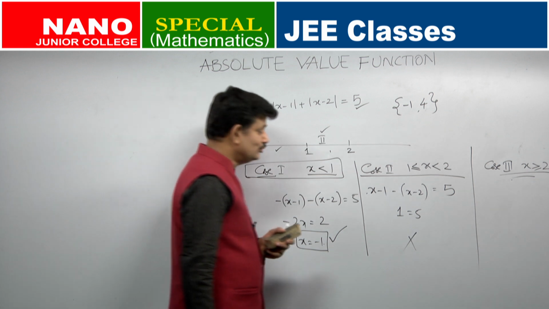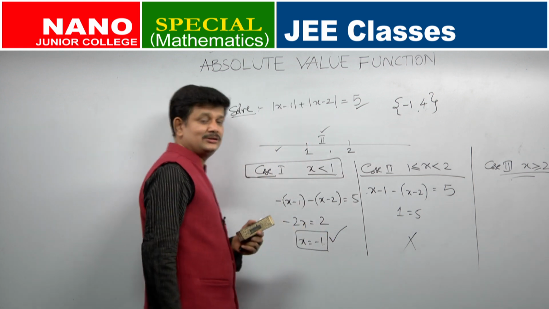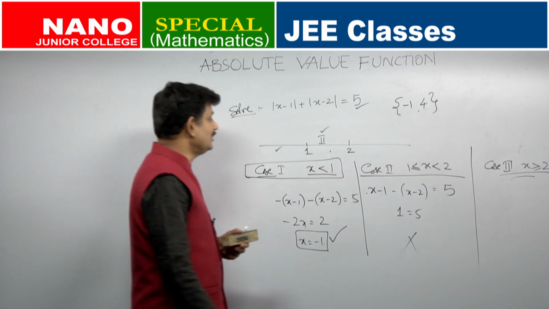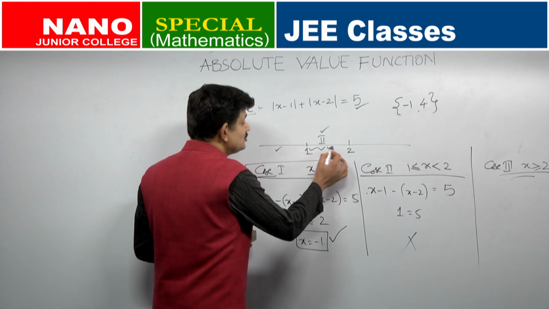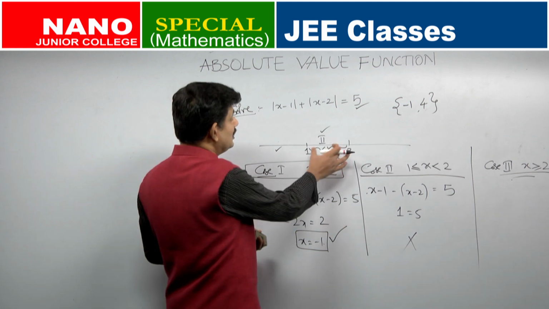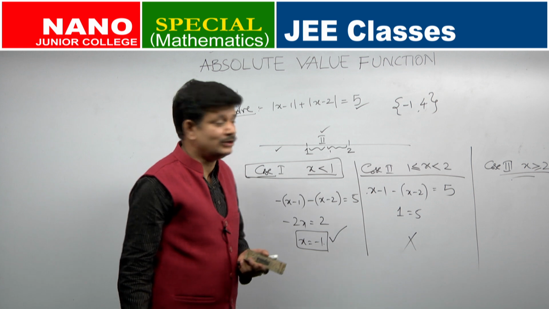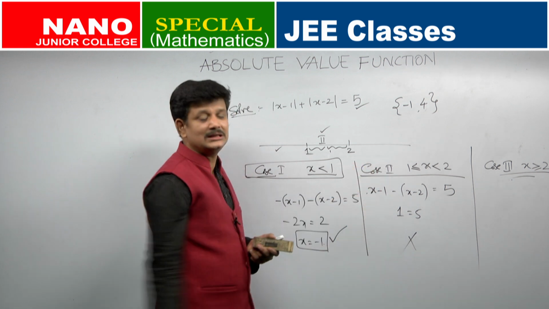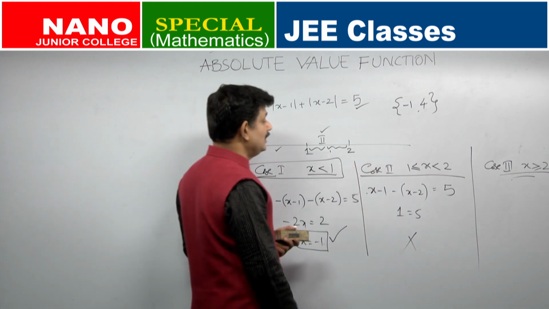So, you do not have any real solution in this particular case. There is no solution. Geometrically also, if you recollect, the sum of these two distances we got to be 1, but we wanted it to be 5. So, that is the reason we concluded that this sum can never be 5, so there will be no solution. Exactly that is what analytically also we are arriving at.